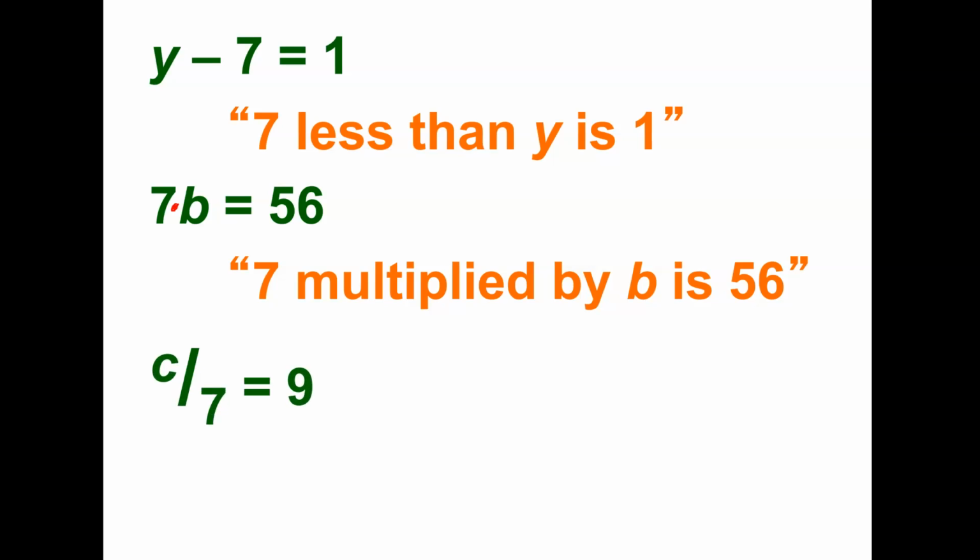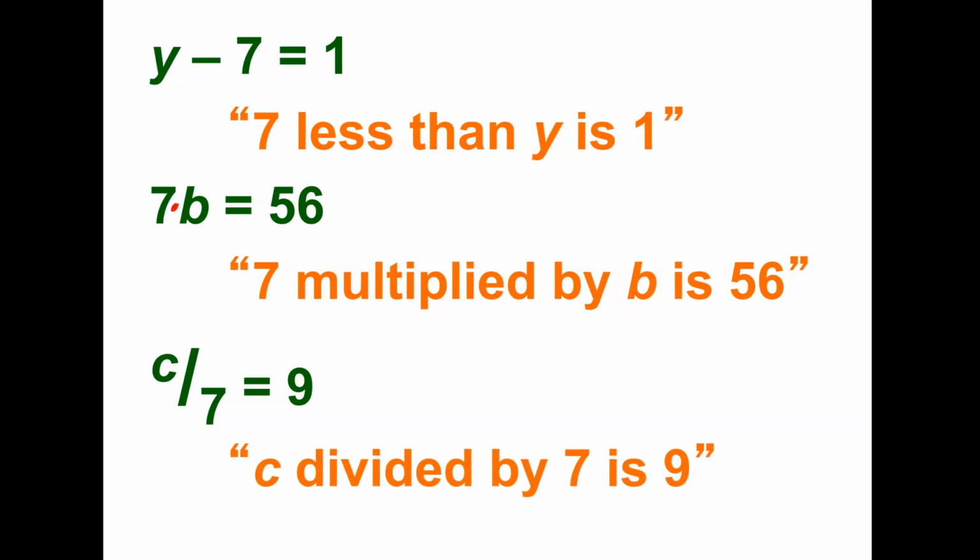And division, note that we're using the slash instead of the line and 2 dots symbol. More often than not going forward, we're going to use a slash in between two values to indicate division. So this set of symbols means c divided by 7 is 9. I'm going to guess that you got all 3 of these correct without even having to do that much work on it.